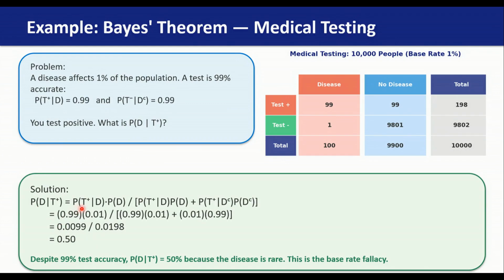The numerator is easy. P of T plus given D equals 0.99. P of D equals 0.01. Numerator therefore equals 0.0099, that is 0.99 times 0.01. On the other hand, the denominator P of T plus has two parts.